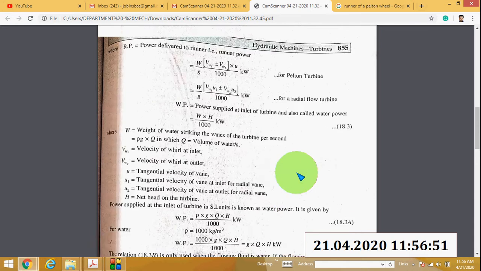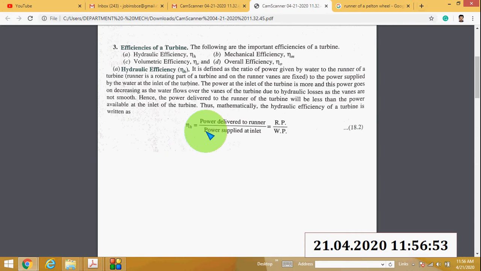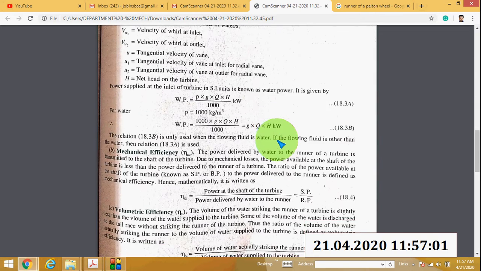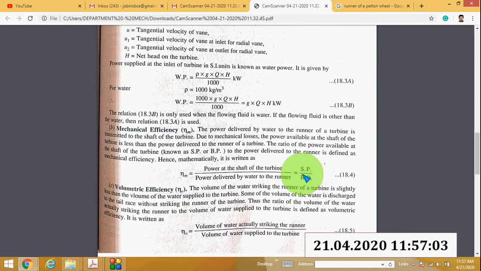Okay. So once again, what is the hydraulic efficiency? Hydraulic efficiency is equal to runner power divided by water power, equation 18.2. Then what is mechanical efficiency? Mechanical efficiency is shaft power divided by runner power.